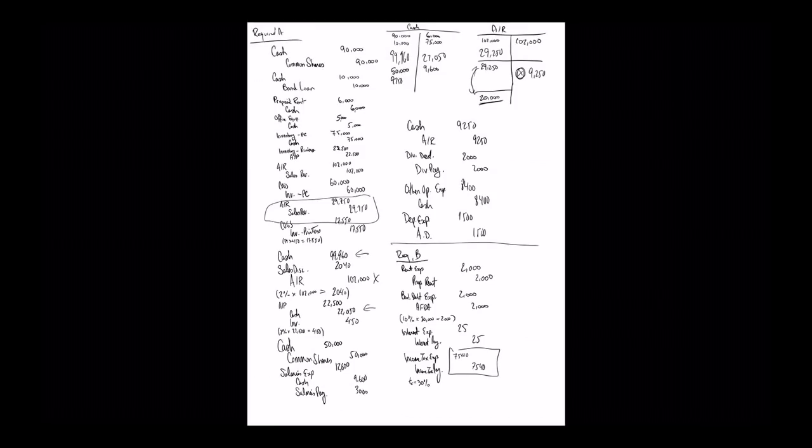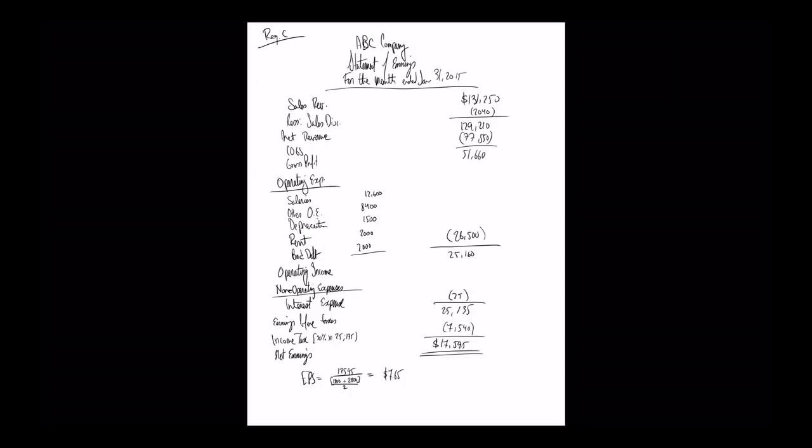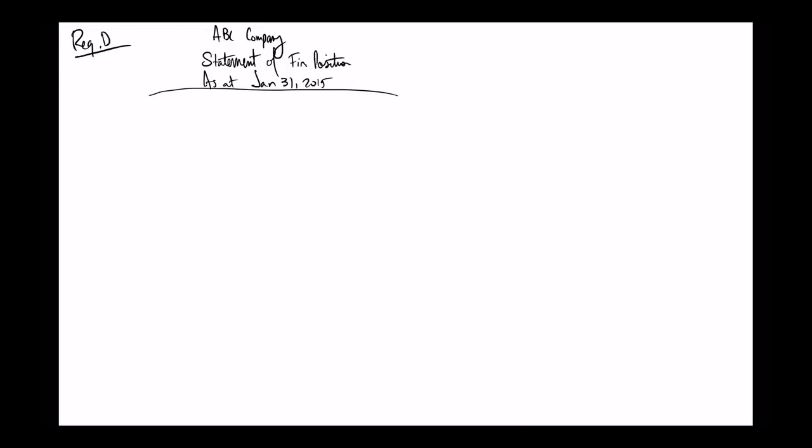And we are now ready to jump into our balance sheet. So, as with all statements, for required D, you have to start with the name of the company, so ABC Company. Statement of financial position. And this is as at January 31st, 2015. So once you've netted out all of your T accounts and you've gone through all the transactions, these are the numbers you should get. So you have your assets, current assets.